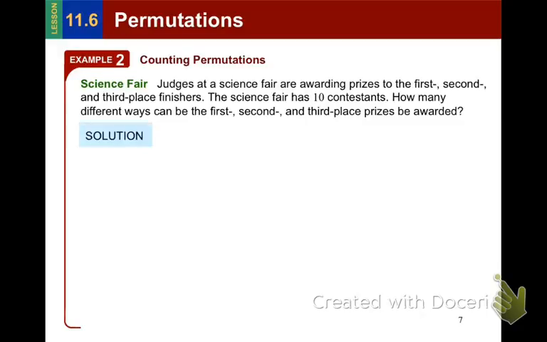So again, things where order is important. Giving out prizes. The judges at a science fair are awarding prizes to first, second, and third place. The science fair has 10 contestants. How many different ways can they give out first, second, and third?